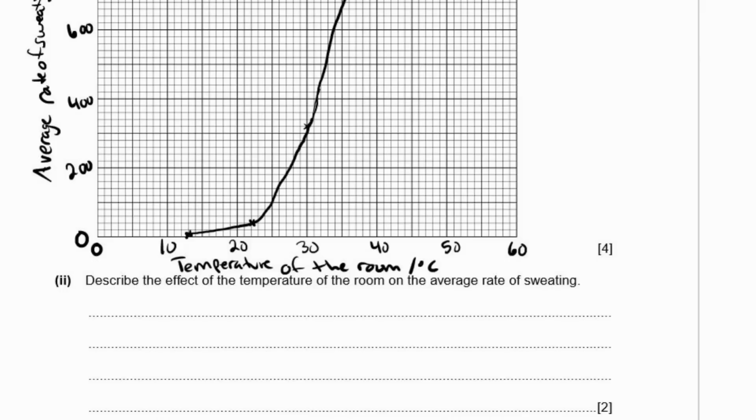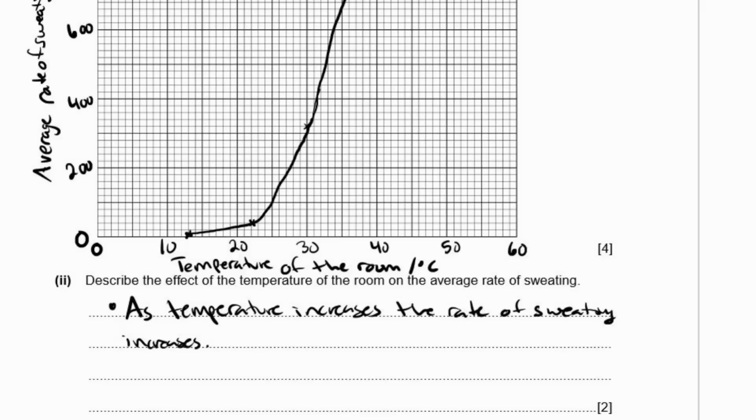2. Describe the effect of the temperature of the room on the average rate of sweating. Okay, now it doesn't say use your graph to describe the effect of the temperature of the room on the average rate of sweating, because if it said use your graph, then you would probably get a point from just quoting a data point. This is just describing the effect. Okay, so the effect is that as the temperature goes up, the rate of sweating goes up. So as temperature increases, the rate of sweating increases, but that's only one mark.